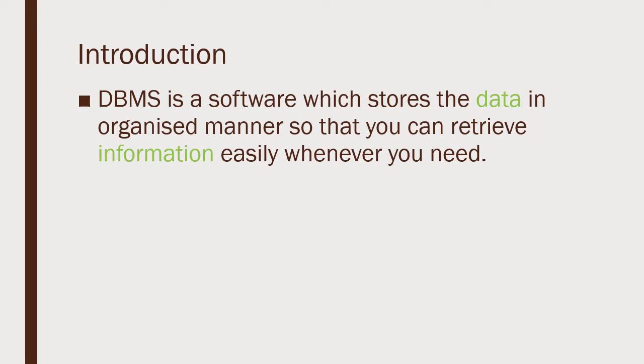DBMS stands for Database Management System. DBMS is a software which stores the data in an organized manner so that you can retrieve information easily whenever you need. Here there are two terms. Data. Data means raw facts. For example, your name, roll number, address, these are the data. Information means the processed data.